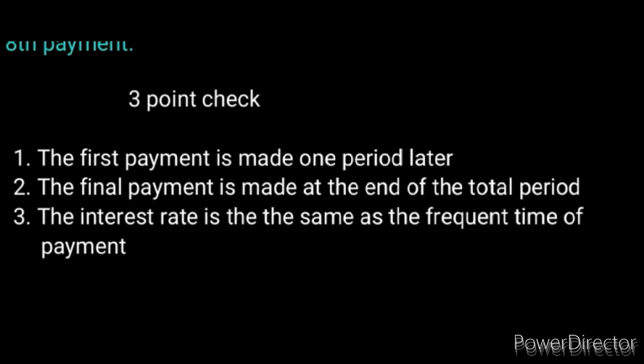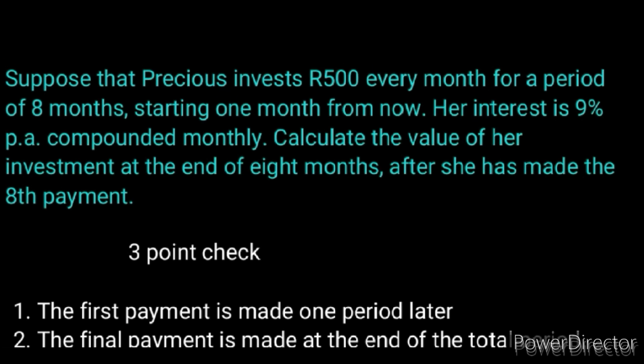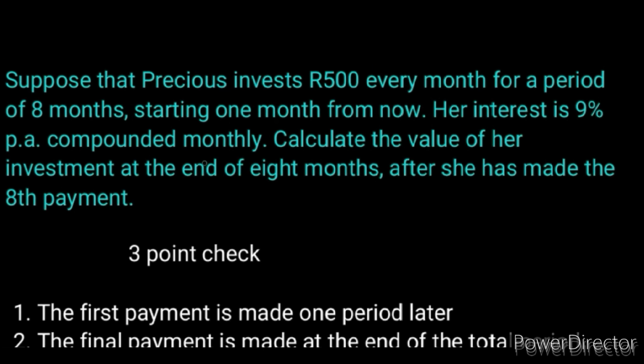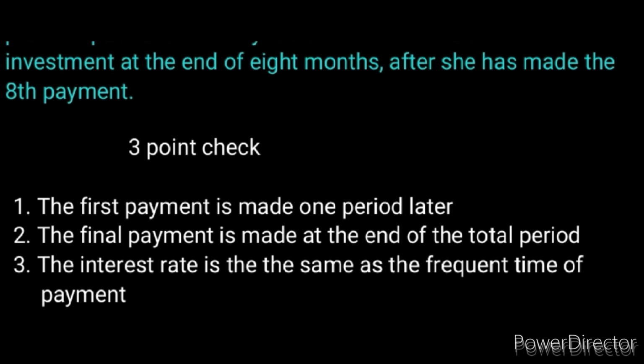The 3-point check, you will always use it whenever you are doing future value or present value. Is the payment made one period later? Is the final payment made at the total period? Is the interest rate the same as the frequency of payment? So here when we use the 3-point check, the payment starts 1 month from now, so it's normal, no manipulations needed. And the final payment is also made at the end of the period. And lastly, the interest rate is the same as the frequency of payment. So meaning that for the formula, there is nothing special to apply.